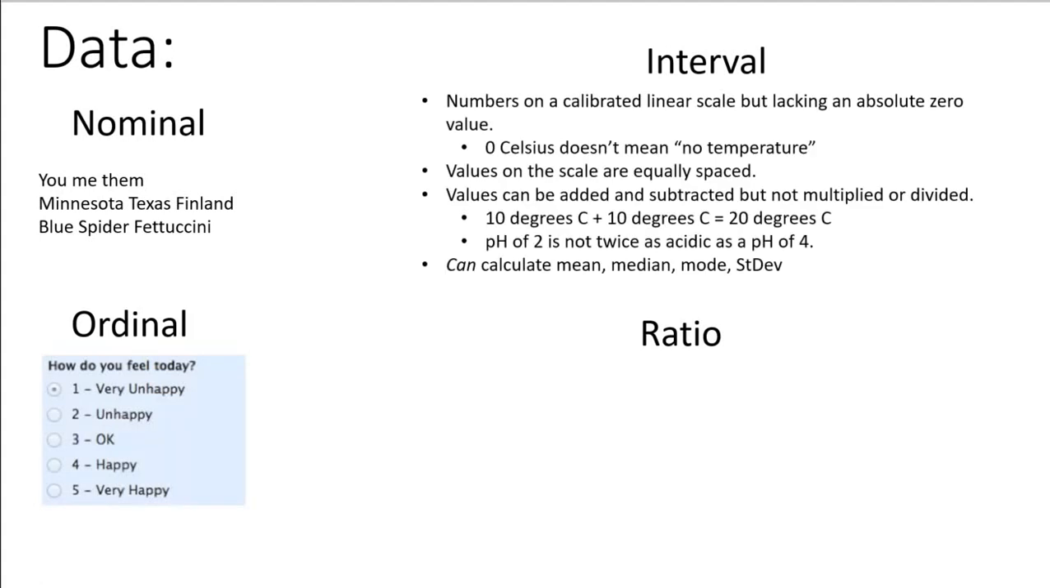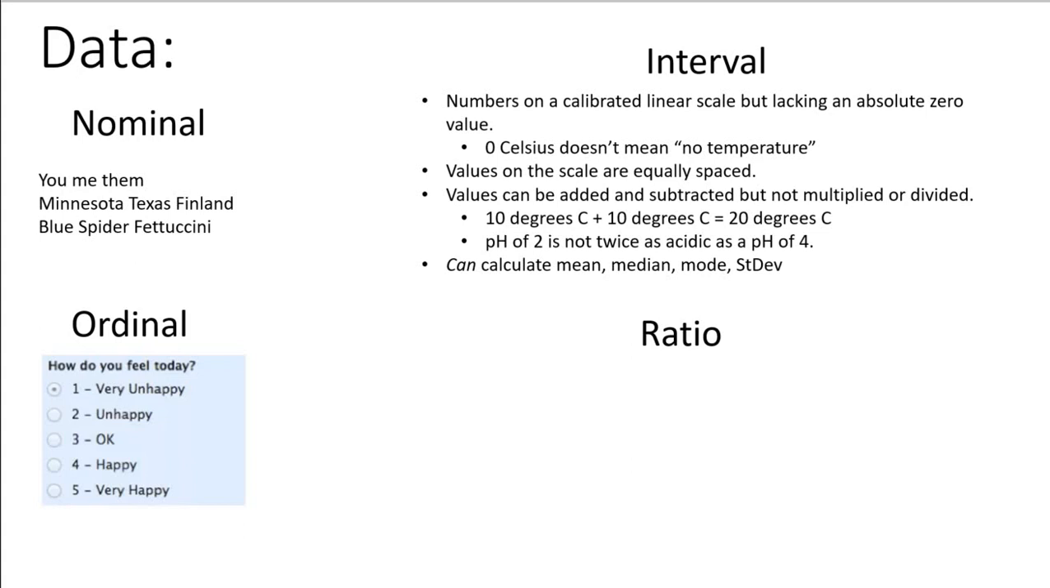Interval data. So both interval and ratio are numbers, but the big difference is, well, we'll get there. Interval numbers are on a calibrated linear scale, but they lack an absolute zero value. For example, 0 degrees Celsius doesn't mean there's no temperature, right? Values on the scale are equally spaced, 1 degree, 2 degrees, 3 degrees, it's the same distance between them, just like on a ruler. And interval values can be added and subtracted, but not multiplied or divided.